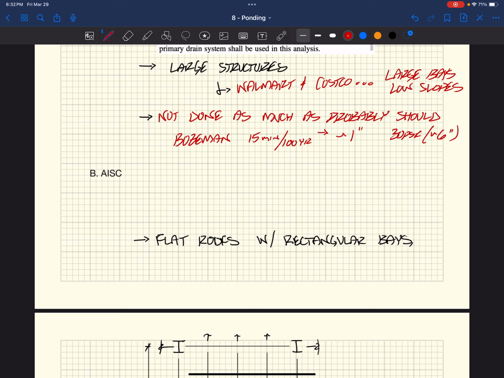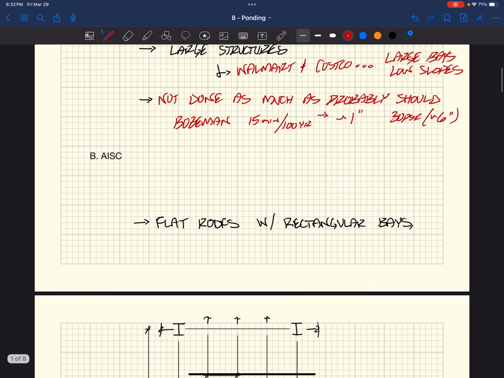So if we look at AISC relative to ponding, we are referenced or sent to Appendix 2. So Appendix 2 provides guidance on ponding analysis.